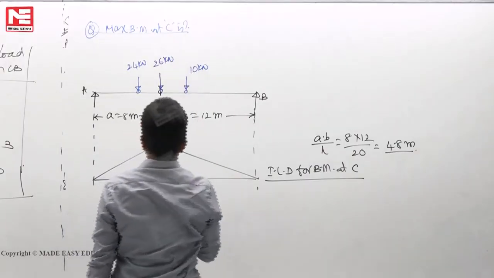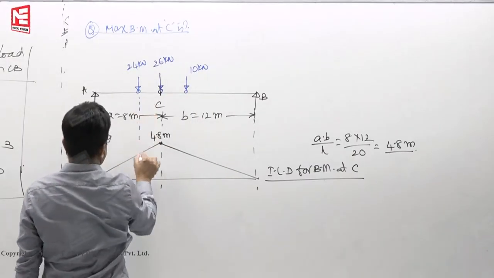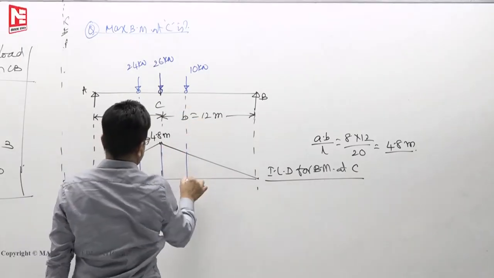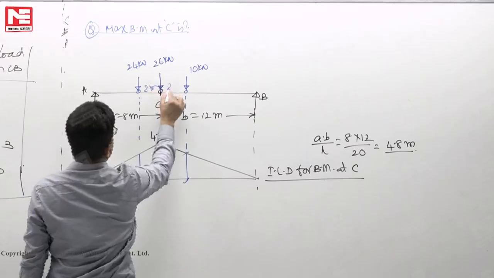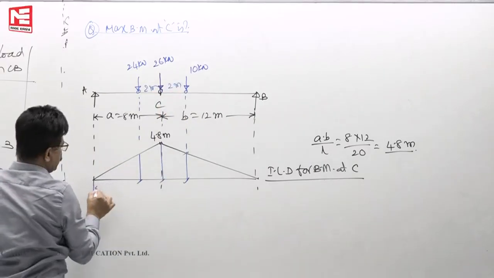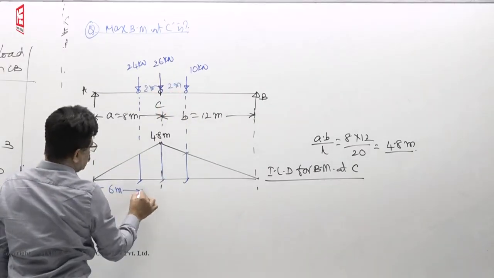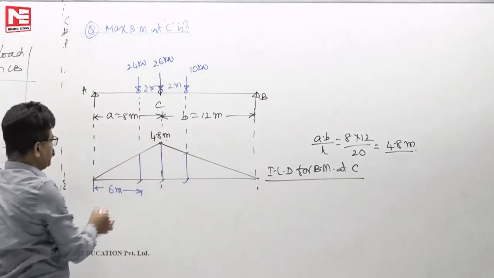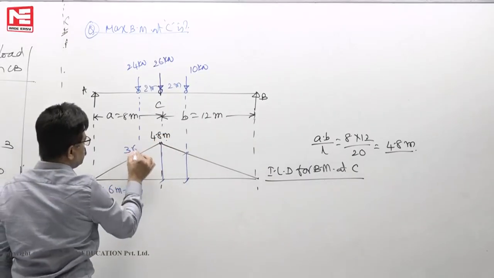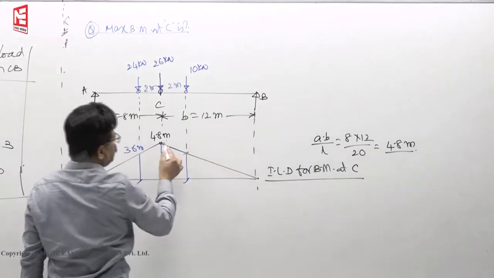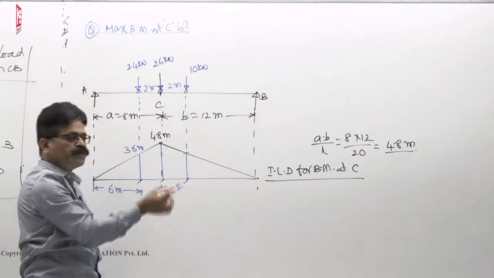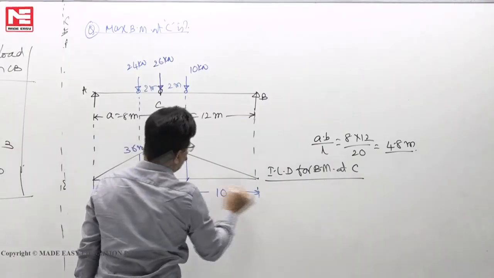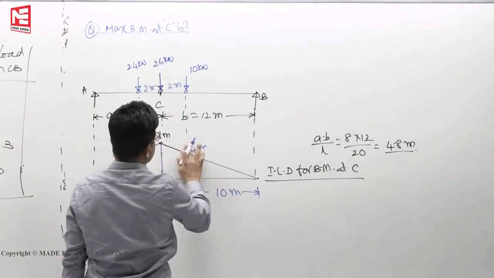Supposing that they ask you here, the maximum bending moment at C. The question happens to be like this. Now you see, this is 2 meters, 2 meters. Now this value becomes 6 meters. For 8 meters, 4.8; so for 6 meters, 6 into 4.8 by 8, 3.6 meters. Now for 12 meters, 4.8; now this becomes 10 meters, so 10 into 4.8 by 12, 4 meters.